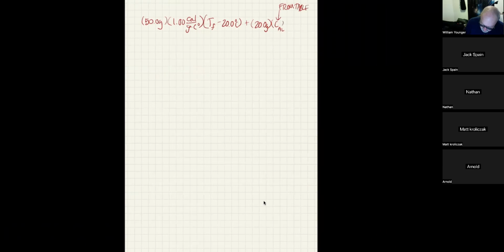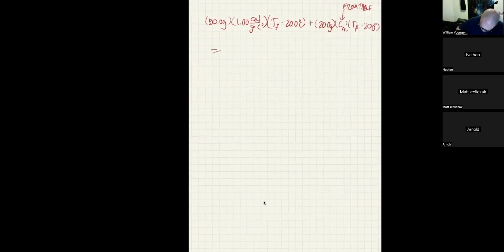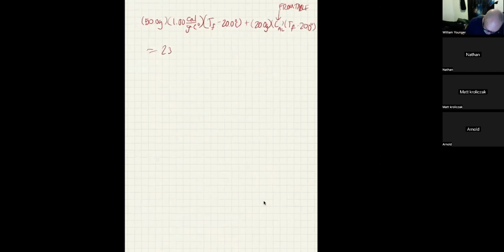It's C aluminum times T final minus 20.0 degrees Celsius. That's equal to the other side, which I think the mass of iron was 23.0 grams times C iron times, in this case, 100.0 degrees Celsius minus T final. And that would allow you to actually solve for T final.